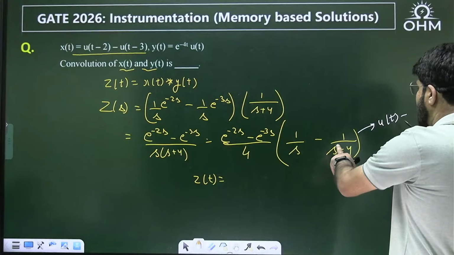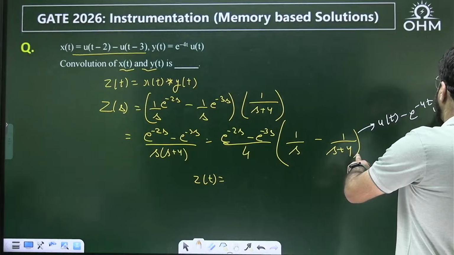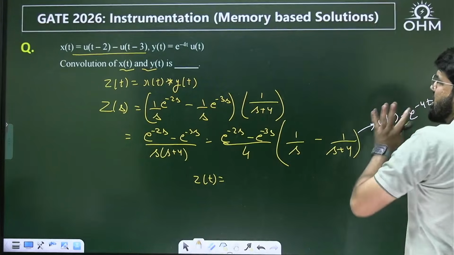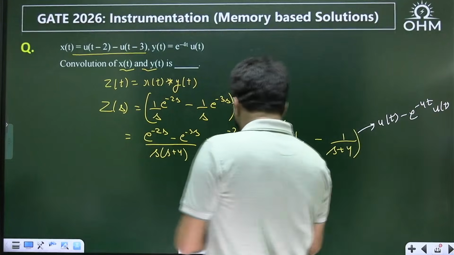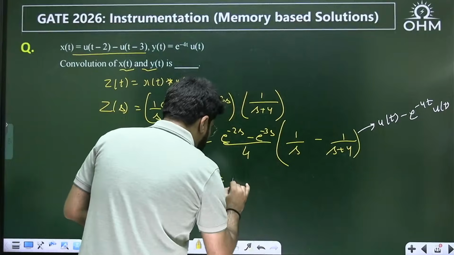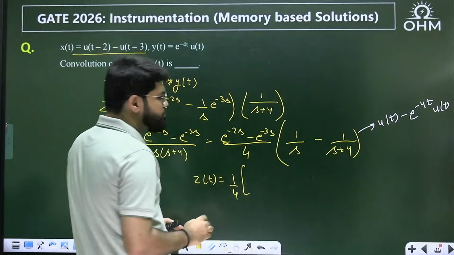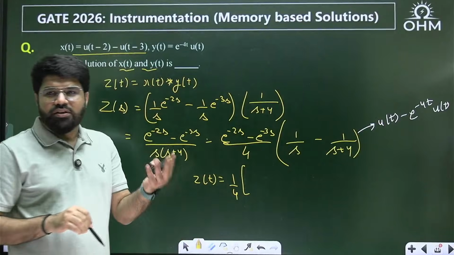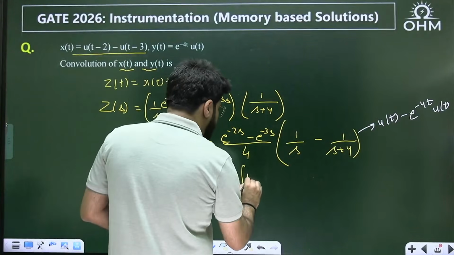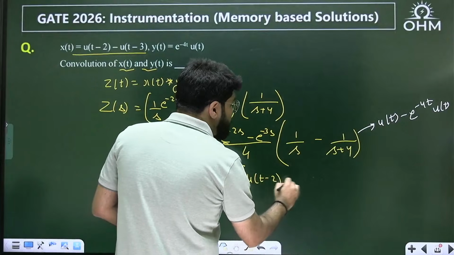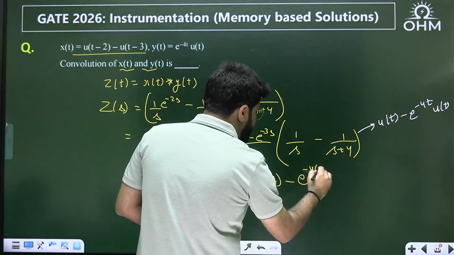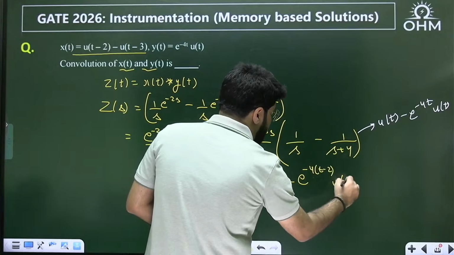u(t) minus e^(-4t) u(t). Then the total answer should be how much? 1 by 4, this is the constant. Then e^(-2s), which of course again represents time shifting by 2 in the time domain. So u(t-2) minus e^(-4(t-2)) u(t-2).